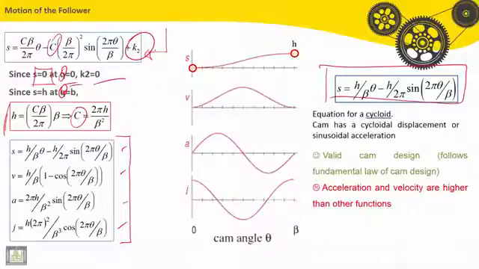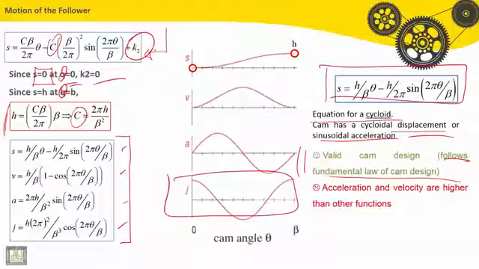This equation is for a cycloid: the cam has a cycloidal displacement, then sinusoidal acceleration. So this cam design is valid and follows the fundamental law of cam design. Velocity and acceleration are finite, and also jerk is finite for the whole period. But the acceleration and velocity here are higher than with other functions.